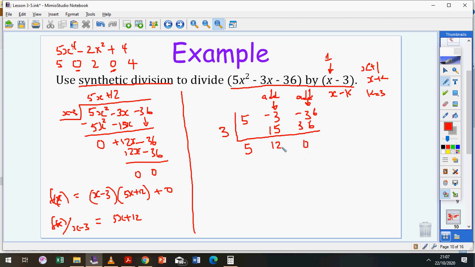because this shows me that this term has a power of 0 and this term has a power of 1. So this is going to be 5x plus 12. So I've finished getting my quotient. It's already 5x plus 12. That's my quotient. I hope you can see that this is much faster than long division.